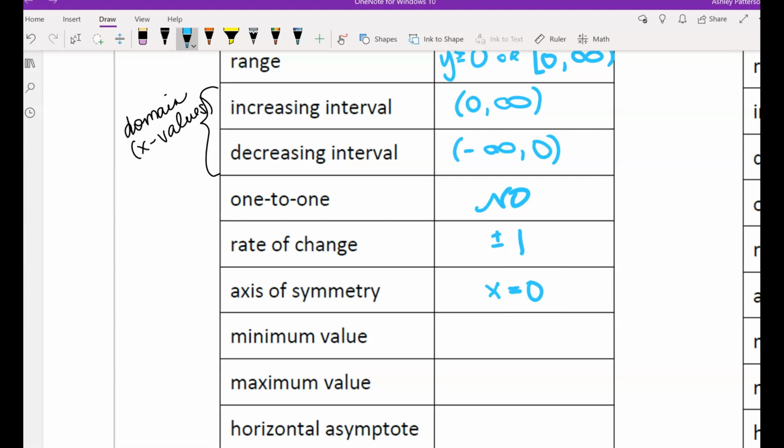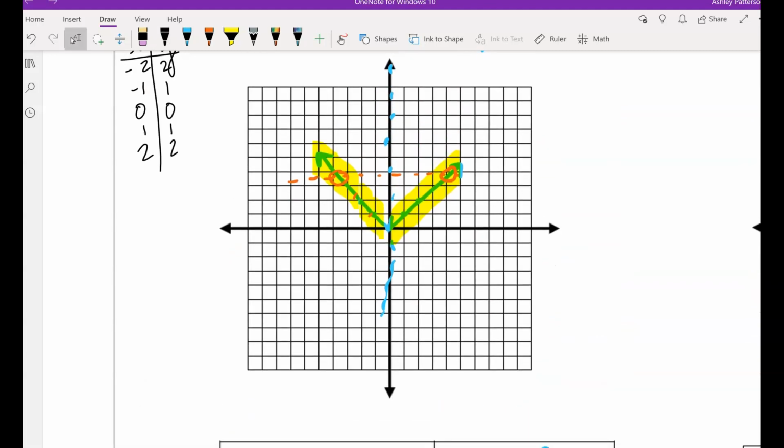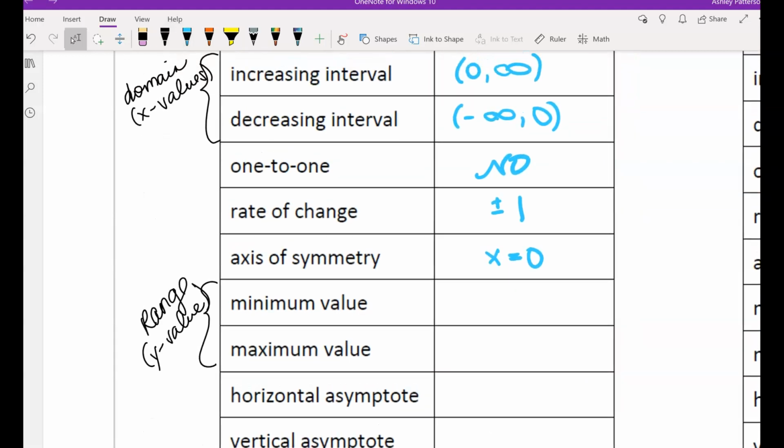And then minimum and maximum values. These have to be addressed with the range. Okay, so it is actually the y value of your vertex, and you just have to figure out, is there a maximum or a minimum value? Well, since this graph opens up, we go up to positive infinity, there's a minimum value of 0. All right, so we're going to put minimum value 0. The maximum does not apply to our function.